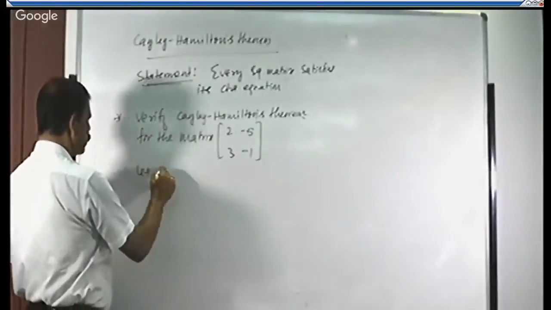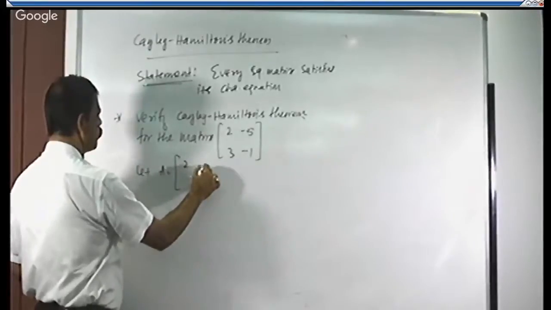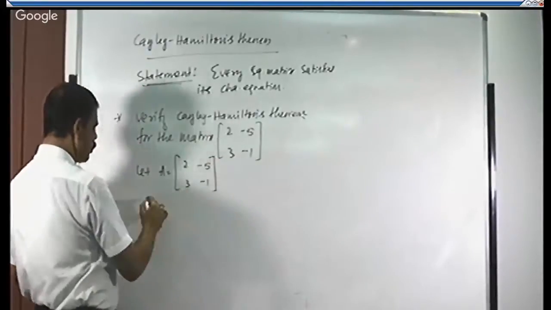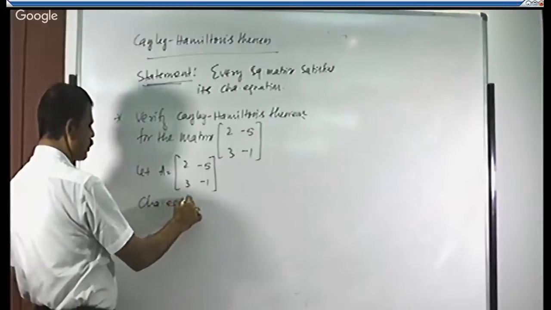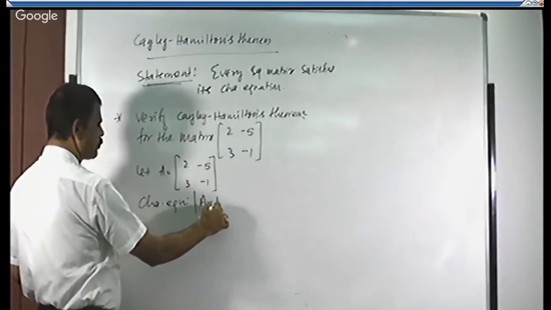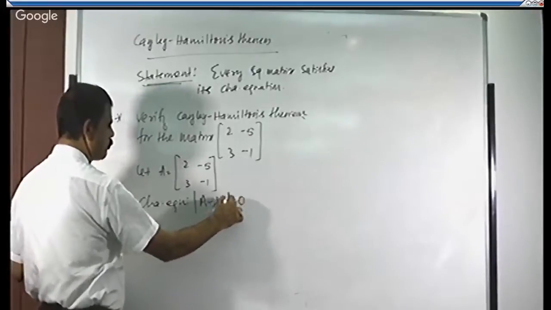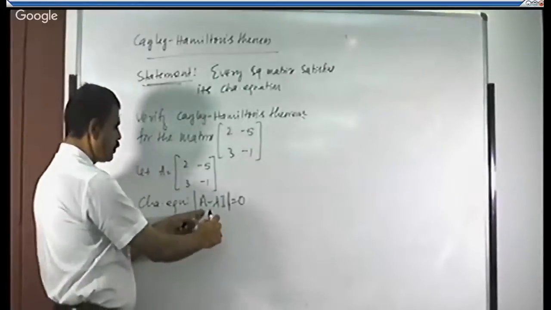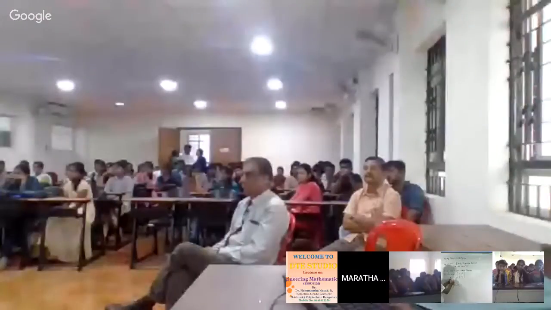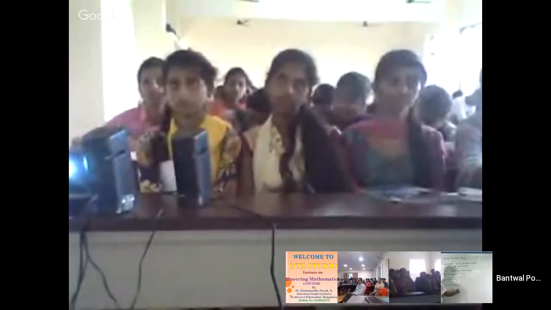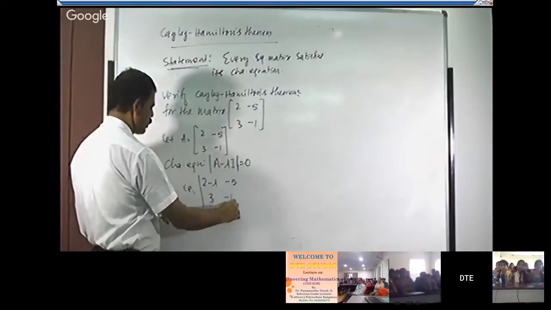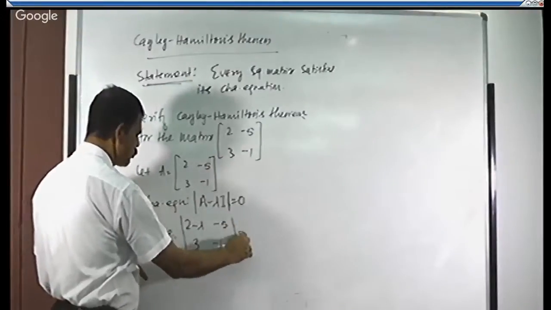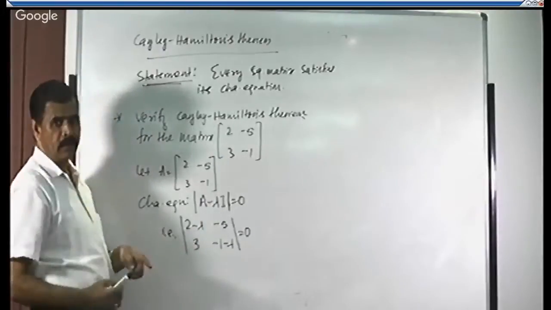Say, take the given matrix as A is equal to 2, minus 5, 3, minus 1. What is the characteristic equation? The characteristic equation is determinant of A minus lambda I is equal to 0. How to write this? Just put minus lambda to the principal diagonal elements. That is, you can write directly 2 minus lambda, minus 5, 3, minus 1 minus lambda.